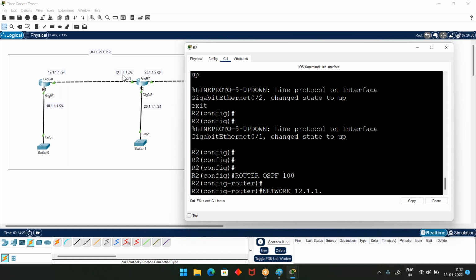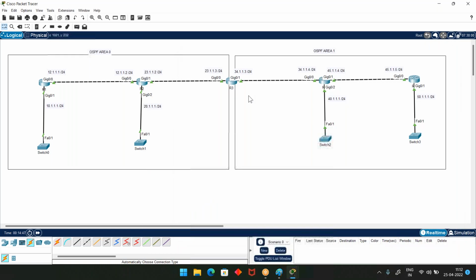Can you please tell me? This 12.1.1.0 belongs to which area? Area 0. No, Vasan, there is the area 0, Vasan. Check this now here. This interface, this interface, this interface, and this interface here now. These 4 interfaces belong to the area 0 only, Vasan.